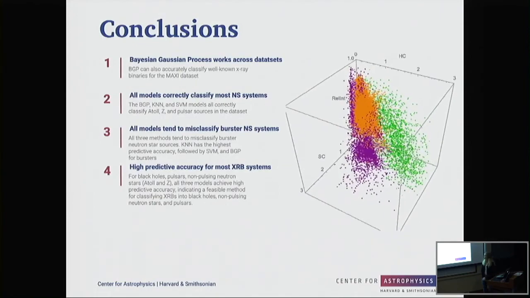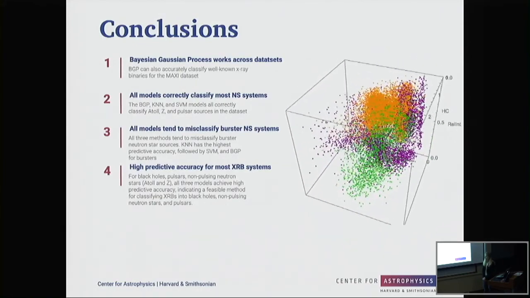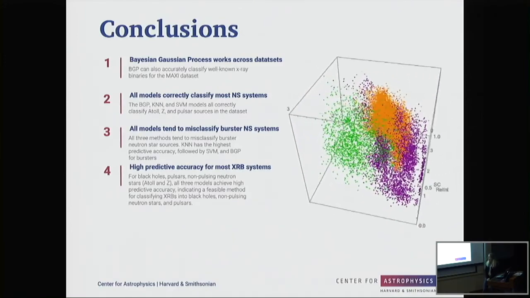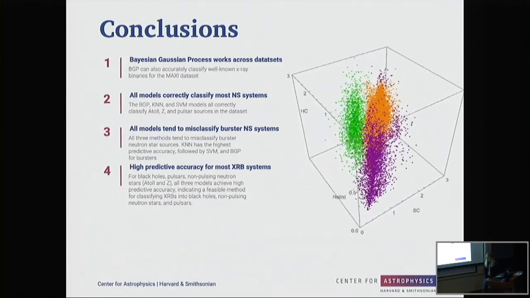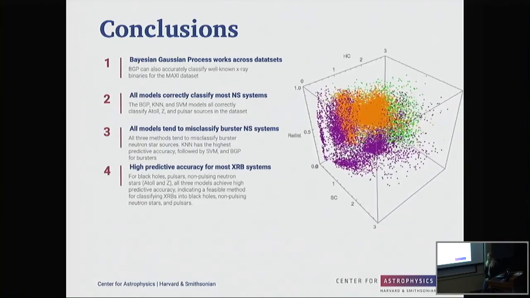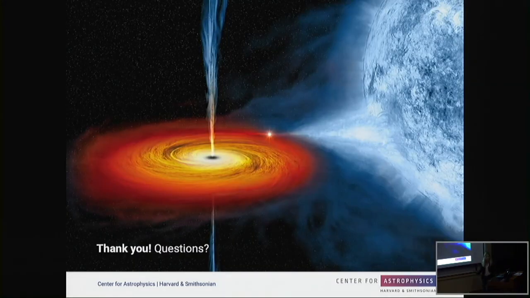Our overall conclusions are that the Bayesian Gaussian process works across different data sets, as had been done in 2015 using ASM data. We find that all models correctly classify most neutron star systems, but all models also tend to misclassify the burster systems. Overall, we find that there's a high predictive accuracy of these models for classifying most X-ray binary systems, paving the way for a feasible method for classifying X-ray binaries into pulsars, non-pulsing neutron stars, and black holes.